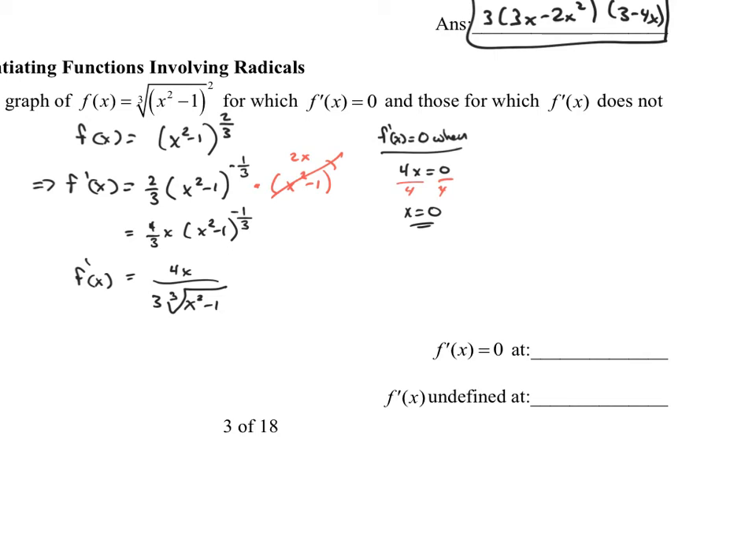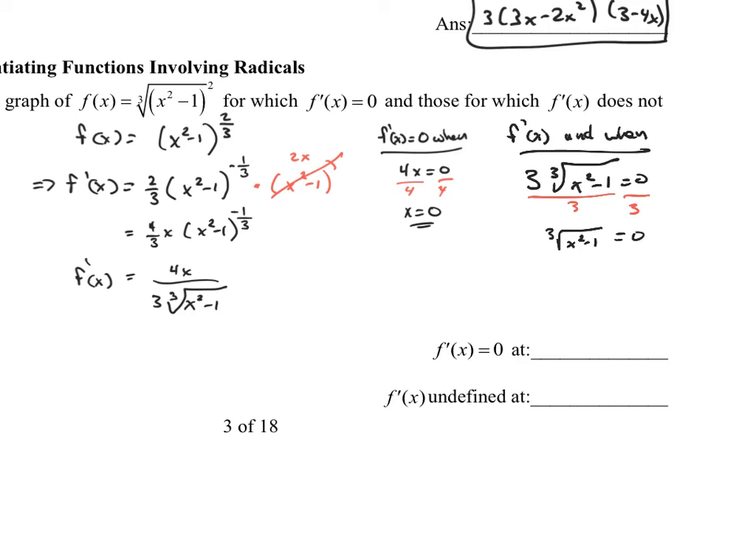Okay, so when is f prime of x undefined? A fraction is undefined when the denominator, which is 3 times the cube root of x squared minus 1, equals 0. So what I do, I divide both sides by 3. When I do that, I'd have the cube root of x squared minus 1 equals, well, 0 divided by 3 is 0. But what I do now, to get rid of a cube root, I cube both sides. So I'd have x squared minus 1 equals 0 cubed, which is 0.